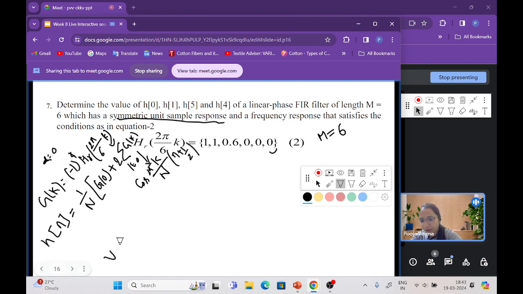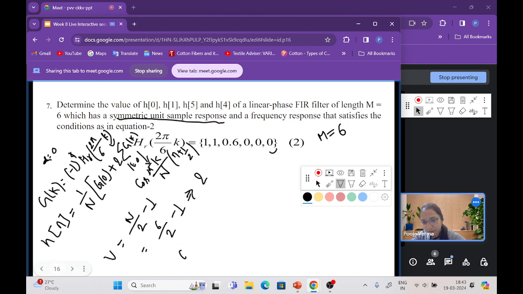And how we will find out u? If n is odd, then u is n minus 1 by 2, and if n is even, then u is n by 2 minus 1. Here n is even, so we will find 6 by 2 minus 1. How much is it? 3 minus 1, that is 2. Okay, now we need to find out first the g values, otherwise we can't put them here.